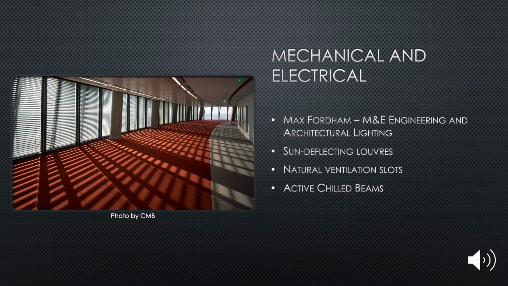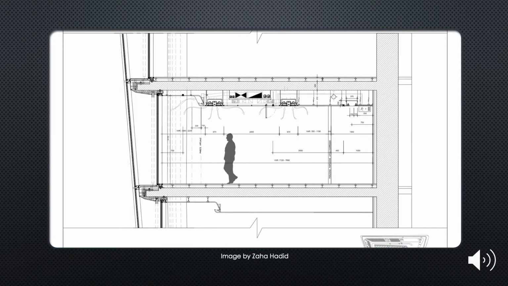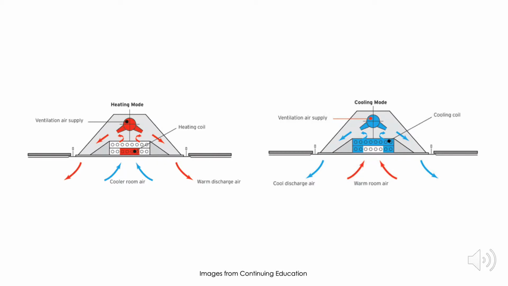The other interesting thing about the M&E is that low energy active chilled beams are used for heating and cooling the building. And you can see from this image here, it's just at the top of the screen, and this is a more detailed depiction of the active chilled beams, which use a heating coil or a cooling coil to cool the room temperature and also to heat the room temperature. This helped to contribute towards their LEED Platinum rating.